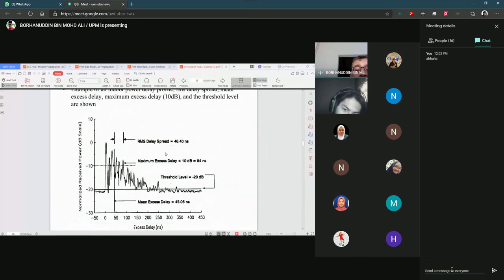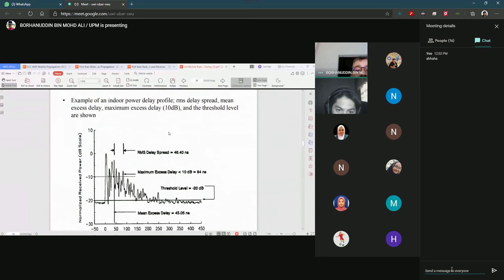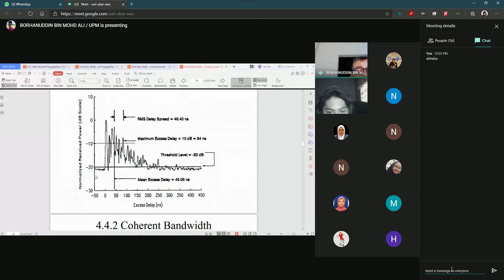This is a very important one, very many people use. Illustration of RMS delay spread, mean excess delay, maximum excess delay, and threshold. So this is the actual signal they measure. They send a pulse, and then this is what they receive. And these are what their measurement is. So they measure all the components, the delay, and get the mean. The mean is here, 45 nanoseconds.